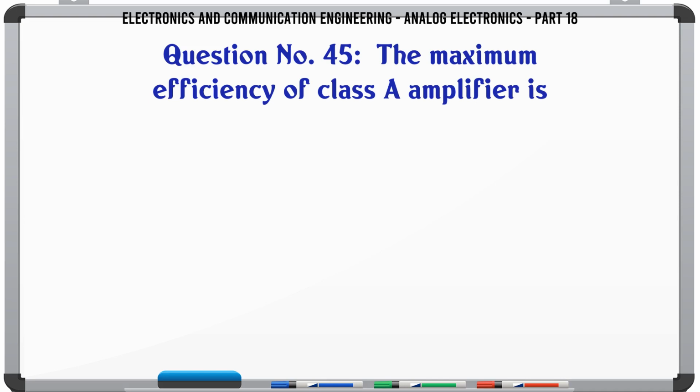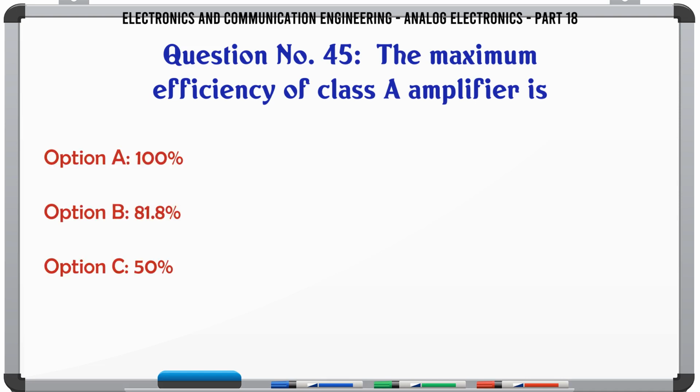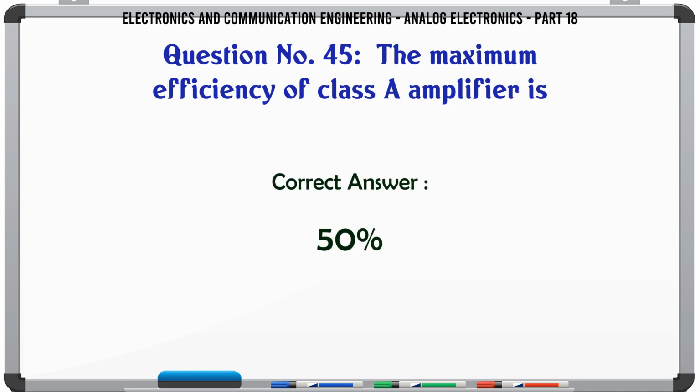The maximum efficiency of Class A amplifier is A. 100, B. 81.8, C. 50, D. 40. The correct answer is 50.